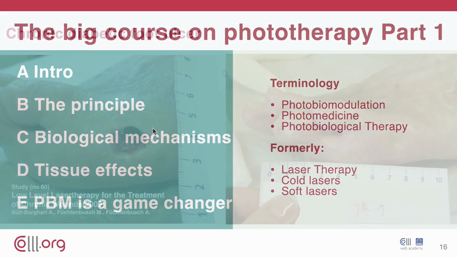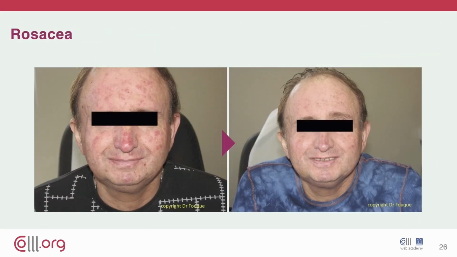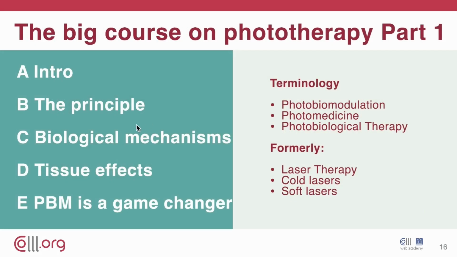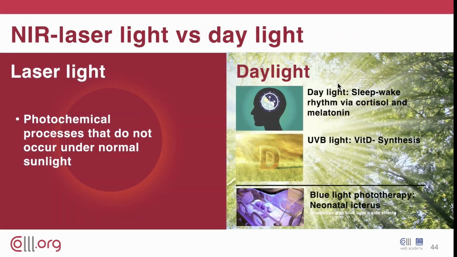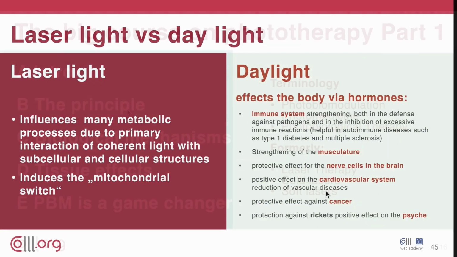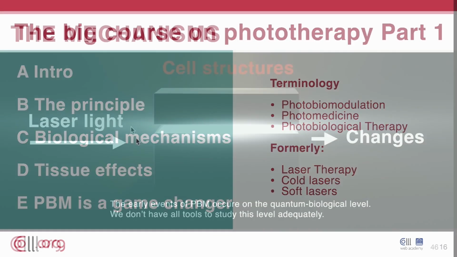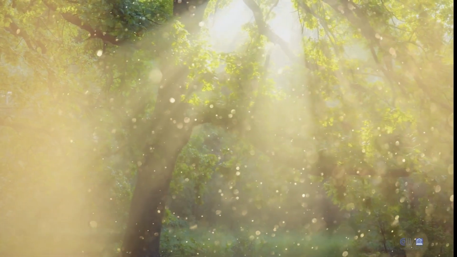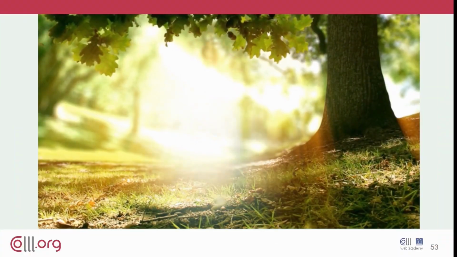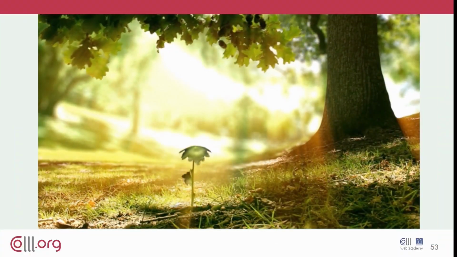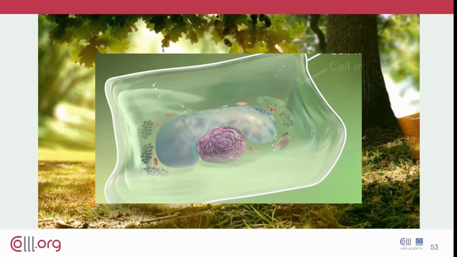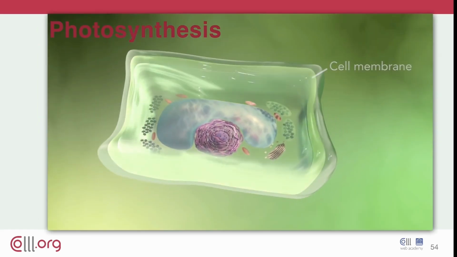First, we'll have a look at examples of what can be achieved with laser therapy. Then we will see what principle underlies all these effects. And then we will look at the biological mechanisms that provide an explanation for these effects. We will then see how these mechanisms manifest themselves at the tissue level so that they become visible and measurable.